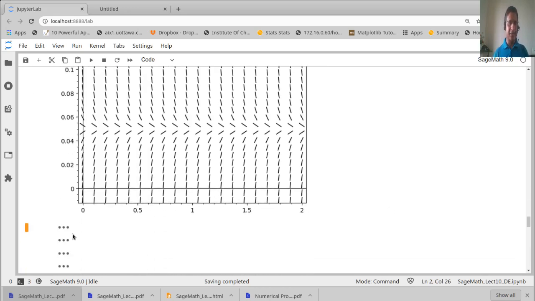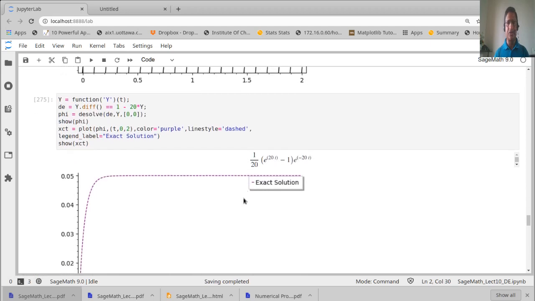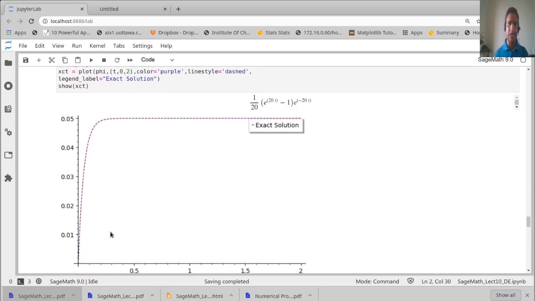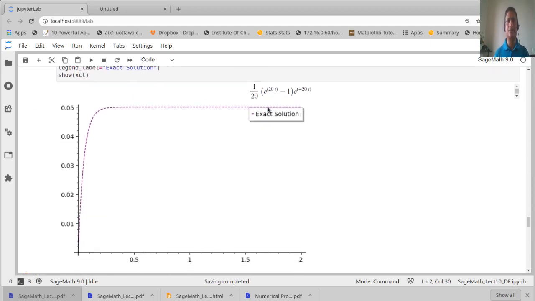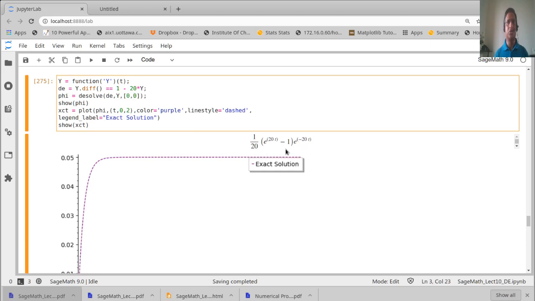Okay, now let us solve this differential equation again the same way, and then plot the solution. So this is how the exact solution looks. The exact solution is 1 upon 20 into (e to the power 20t minus 1) into e to the power minus 20t. Here the initial condition is y0 equal to 0. This is how the solution looks.